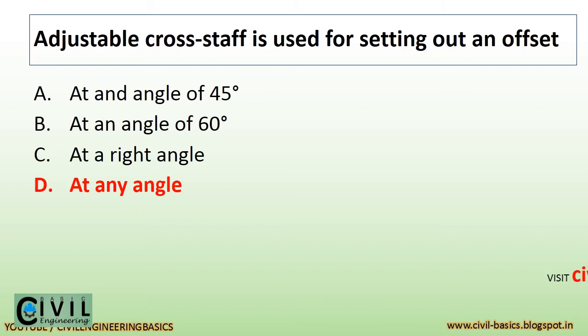Adjustable cross staff is used for setting out an offset at any angle.